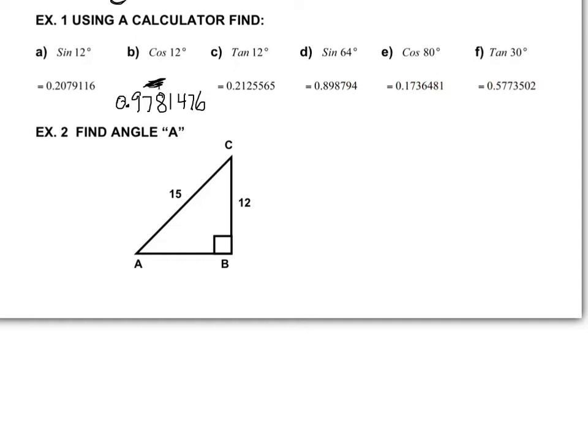They say find angle A. So we're looking for angle A. When you get to your picture, you go and circle angle A right away. From that, you label your sides. First, we label our hypotenuse. And then we label our opposite. And then we label our adjacent. And then we look at our little memory aid.